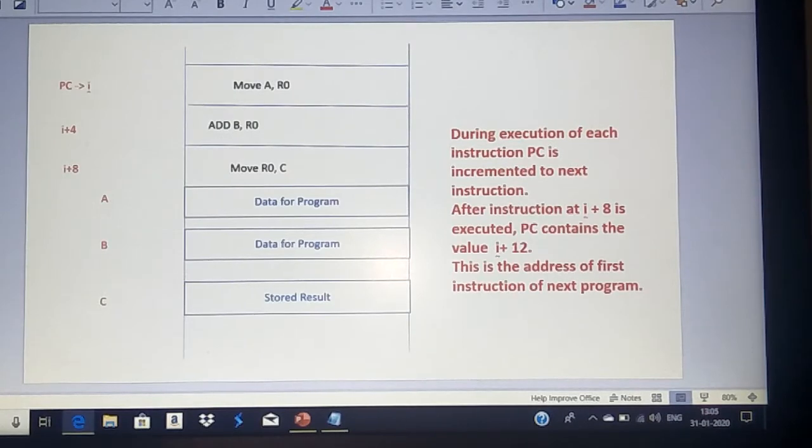One example for this execution: during execution of each instruction, the PC is incremented to the next instruction. Here the PC is set to I, and for the next instruction it is incremented to I plus 4, and for the next it is I plus 8. After the instruction at I plus 8 is executed, the PC contains the value I plus 12. That is, the program counter is incremented to I plus 12, and this is the address of the first instruction of the next program, and this is taken as the address for the next program after executing the first instruction.